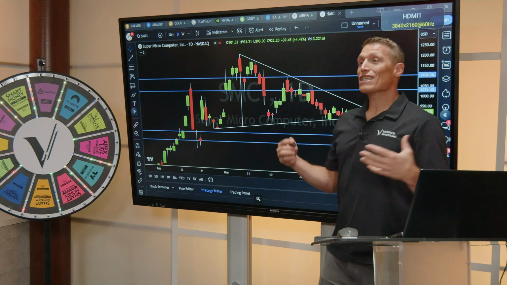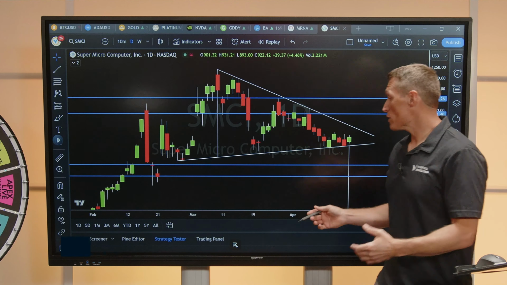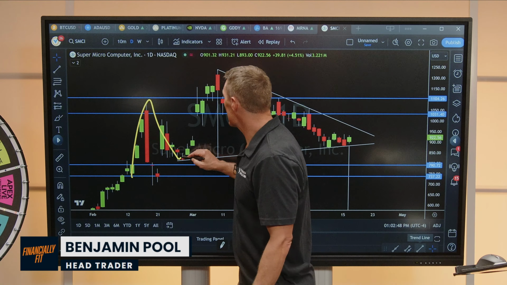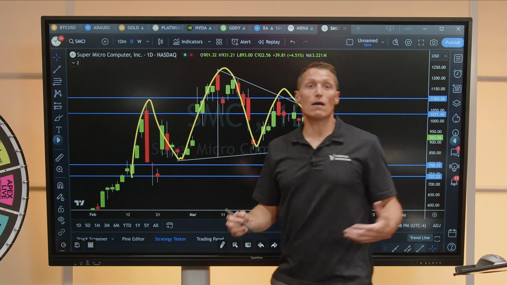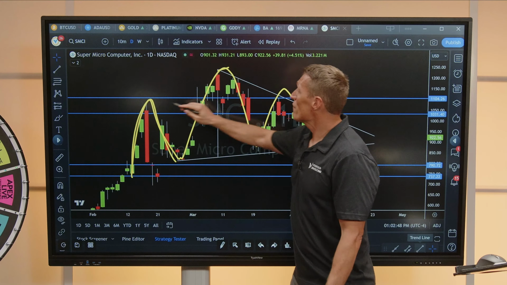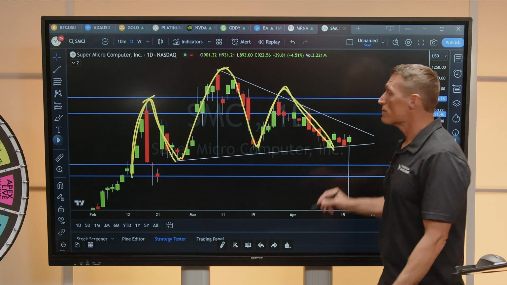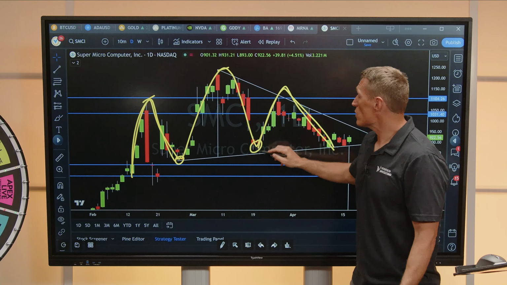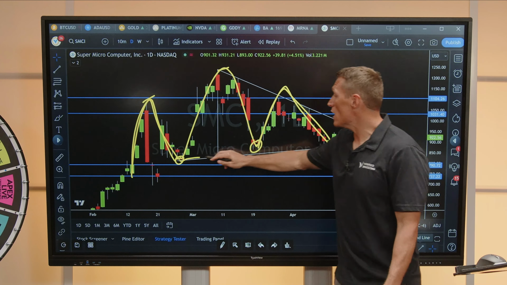What I think is super fascinating is last week I went over mRNA and I showed an inverse head and shoulders pattern. Well, here on SMCI, we have this kind of semi head and shoulders pattern. What you're looking for at the tops of the charts is a left shoulder, then a head that's higher than the left shoulder, and then a right shoulder. Also, make sure the armpit on the right shoulder is lower than the armpit on the left shoulder. So you're looking for this upsloping trend line.